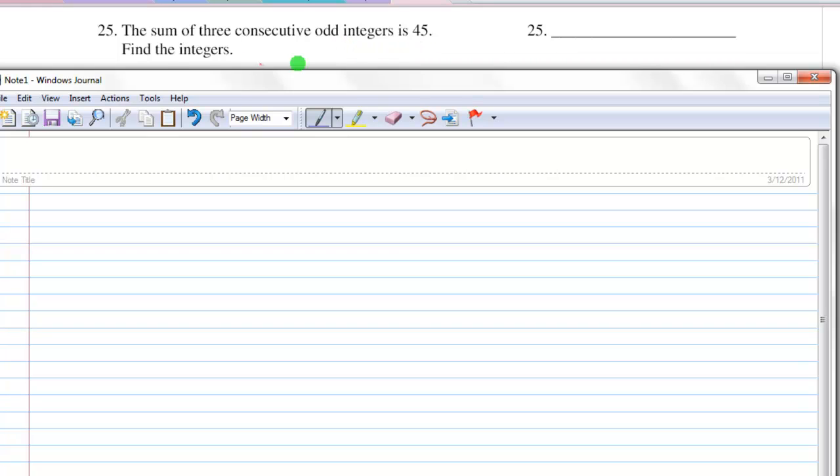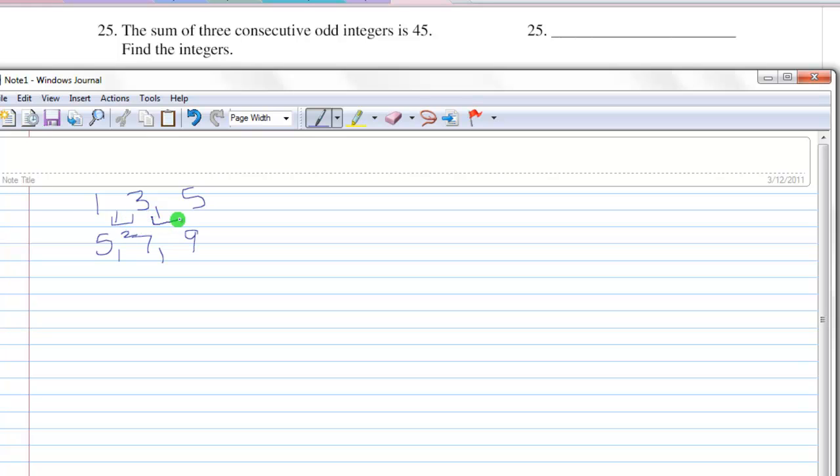Okay, this one says the sum of 3 consecutive odd integers is 45. So find the integers. So what do they mean by consecutive odd integers? Well, here's an example. 1, 3, 5 are consecutive odd integers. They go in a row. Consecutive means in a row. 5, 7, 9 is another set of 3 consecutive odd integers.